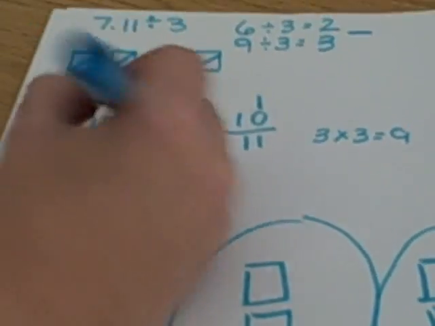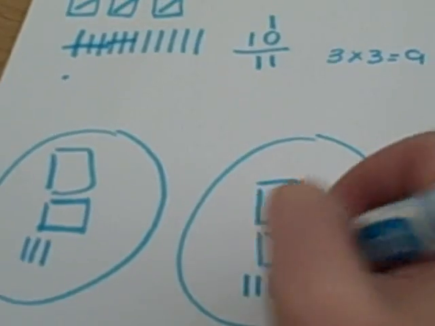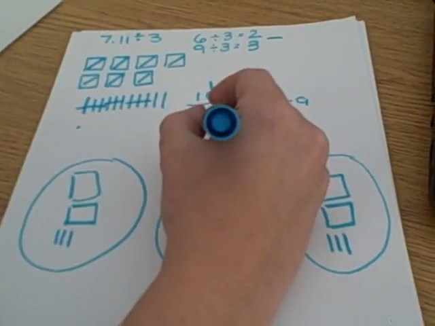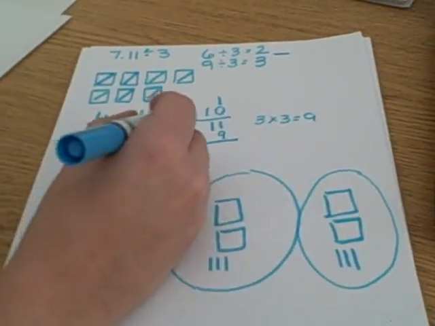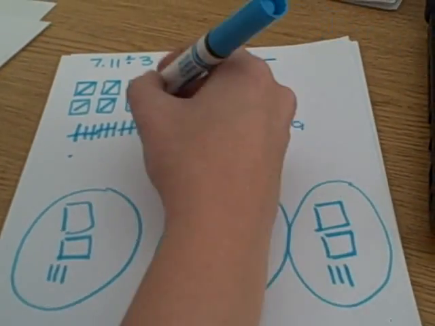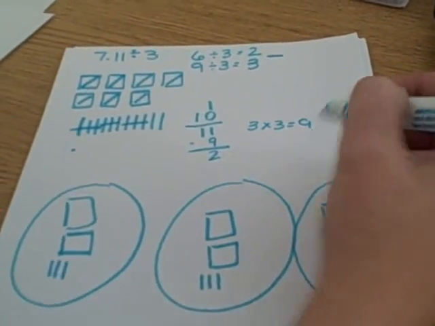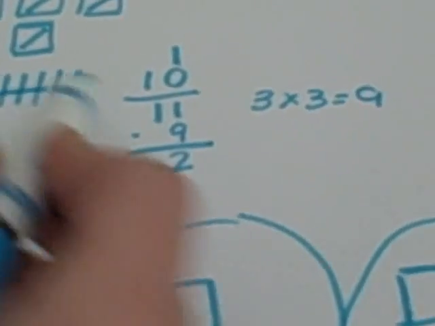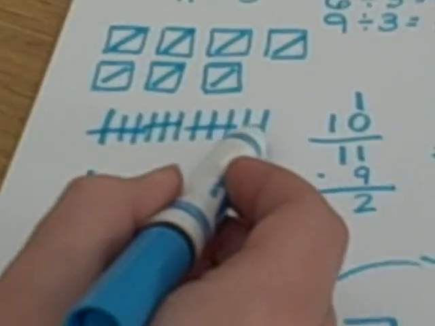I'm going to cross out as I go to help keep track. So 3 times 3 is 9. So I've used up 9. So I have 2 rods left over, and the picture matches my math. Because I cannot split these 2 rods up into 3 groups, I'm going to trade them.